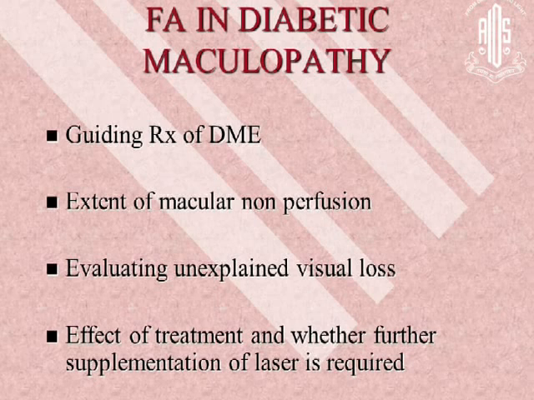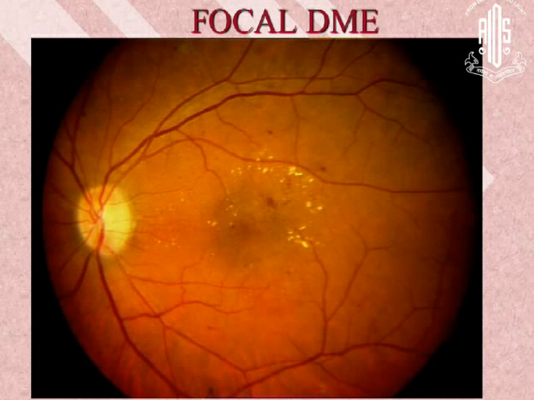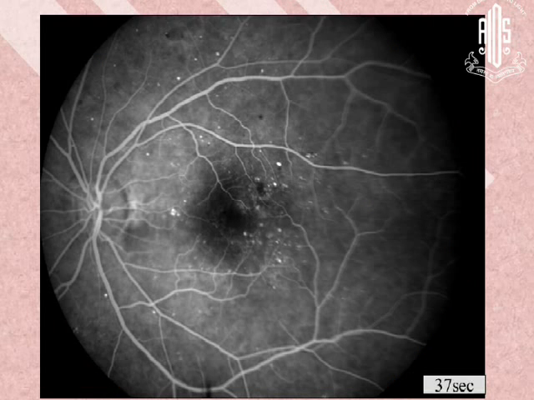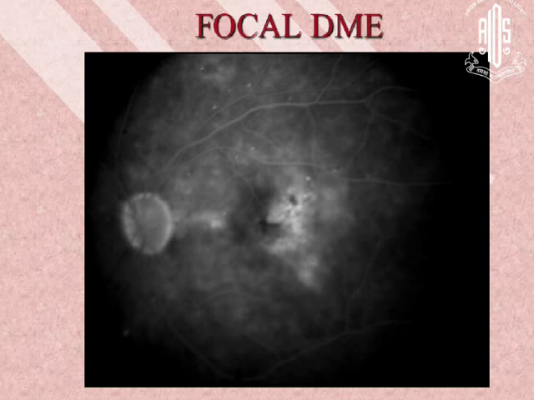The effect of treatment, and whether further supplementation of laser for the macula is required or not, can be assessed with the help of angiogram. This is an example of focal diabetic macular edema on a standard fundus photograph. This is how it looks as an angiogram. You see focal hyperfluorescent spots close to the macula in the early phase, and by late phase you see those leaking microaneurysms causing focal exudative diabetic macular edema. So this is the focal diabetic macular edema angiogram.